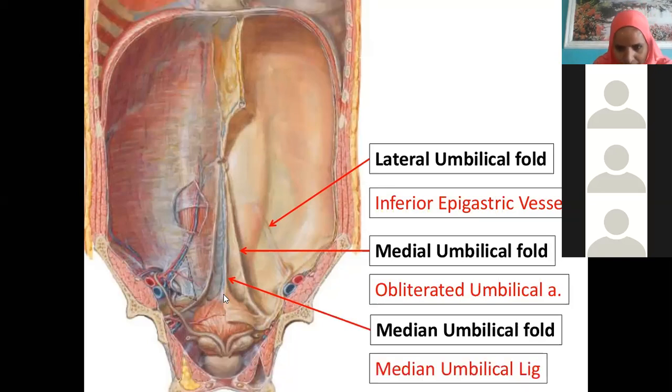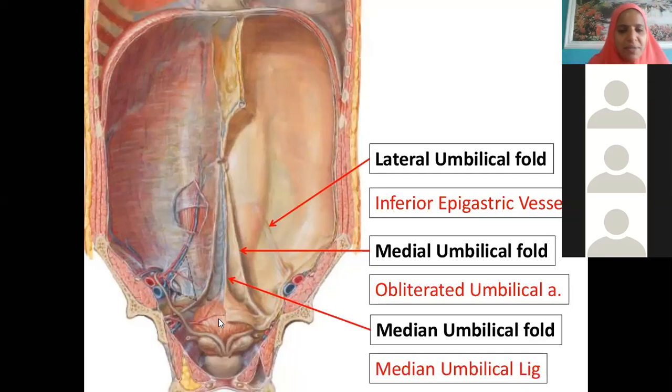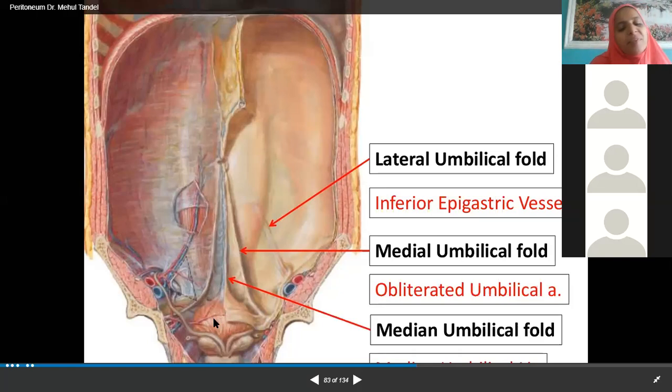Urachus. Median umbilical fold is an embryological remnant from where urinary bladder develops. During embryology, when I discuss this system, I will tell you. The urinary system will be developing from this urachus. So this urachus remnant is now remaining as median umbilical fold, which is going till umbilicus.